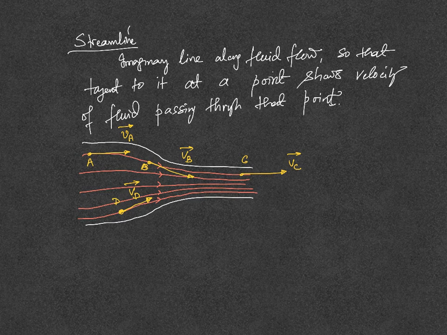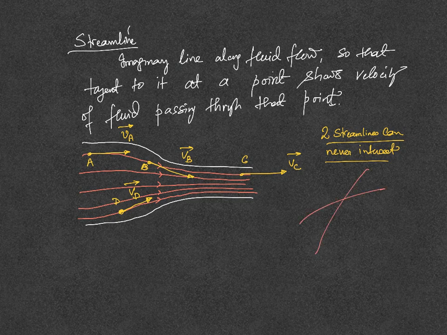And you know that two streamlines can never intersect, right? Why can't they intersect? Because if two streamlines intersect, that means at a point you would have two velocity vectors. At the intersection point you would have two tangents, so two velocity vectors. That is not possible. So that is why two streamlines can never intersect each other.